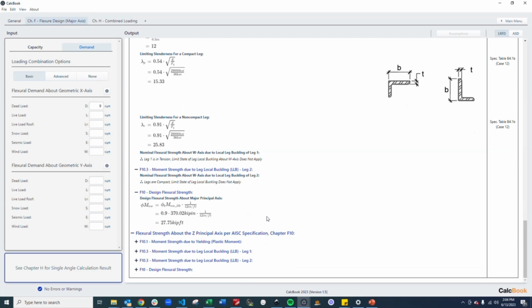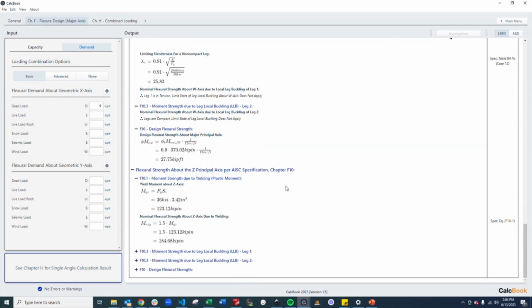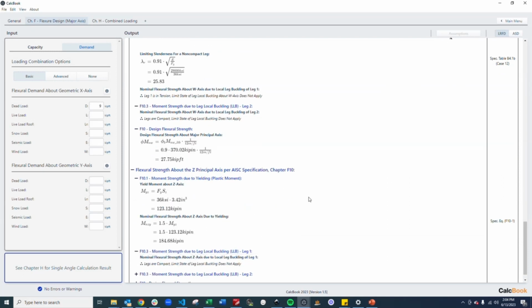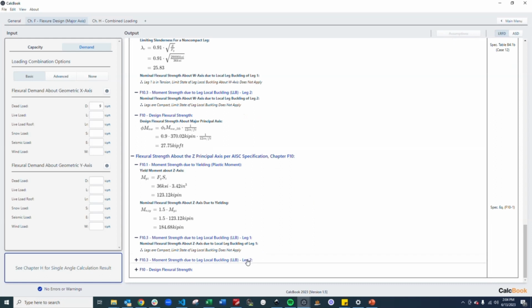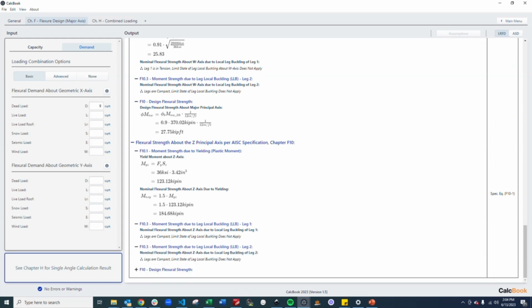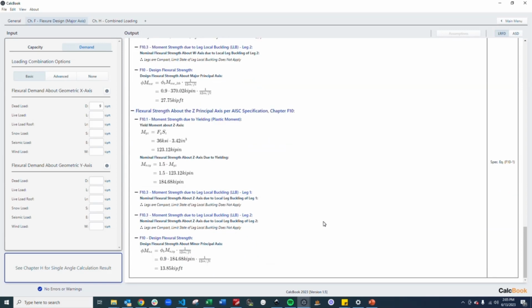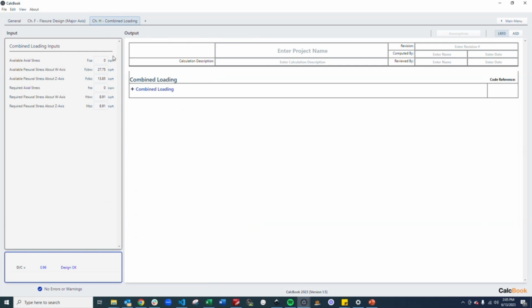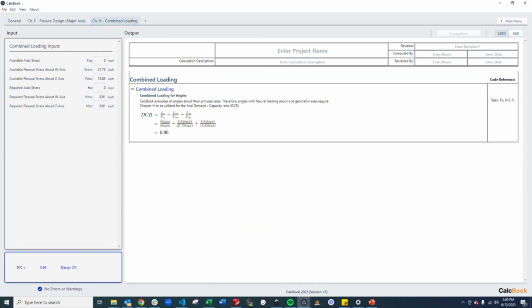Now we go to the z principal axis, and again we check our moment strength due to yielding. We check the local leg buckling, which doesn't apply because the leg is compact. Since it's an equal angle, both legs are compact, so it does not apply for leg 2 either. Then we have a capacity about the minor principal axis of 13.85 kip feet. Now we go over to our combined loading tab, where the information's already been brought over from our other tabs, and we find that we have a DCR combined loading of 0.96, so we're acceptable.